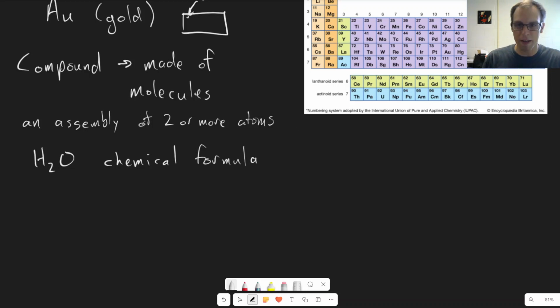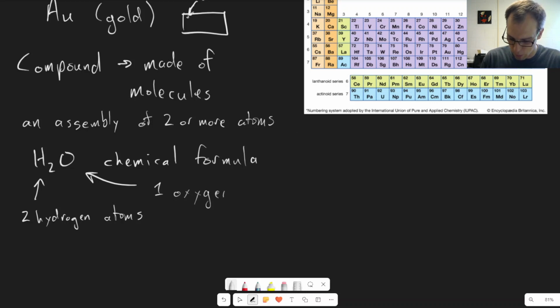This tells us how many of each type of atom we have. H represents hydrogen, so it tells us there are two hydrogen atoms. And O represents oxygen. We have one oxygen atom, and that makes up one molecule of water. These are held together by chemical bonds, which, again, we will get into a lot more detail about, along with what holds atoms together, throughout the class.